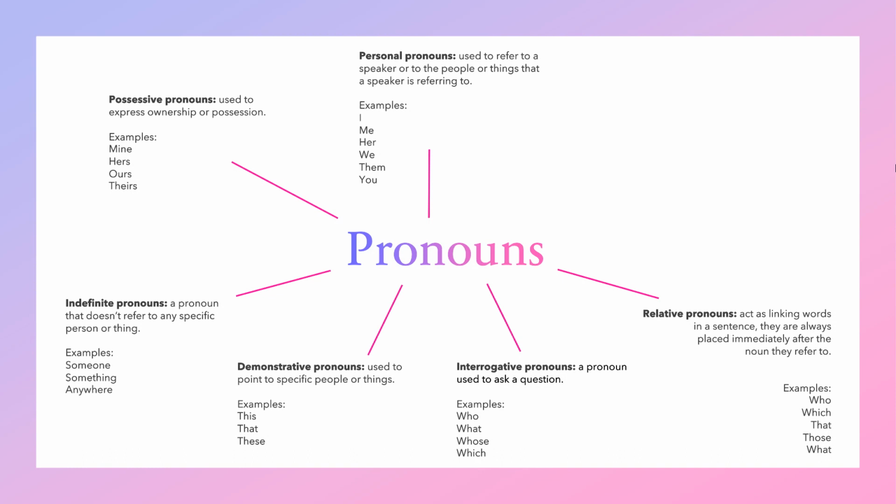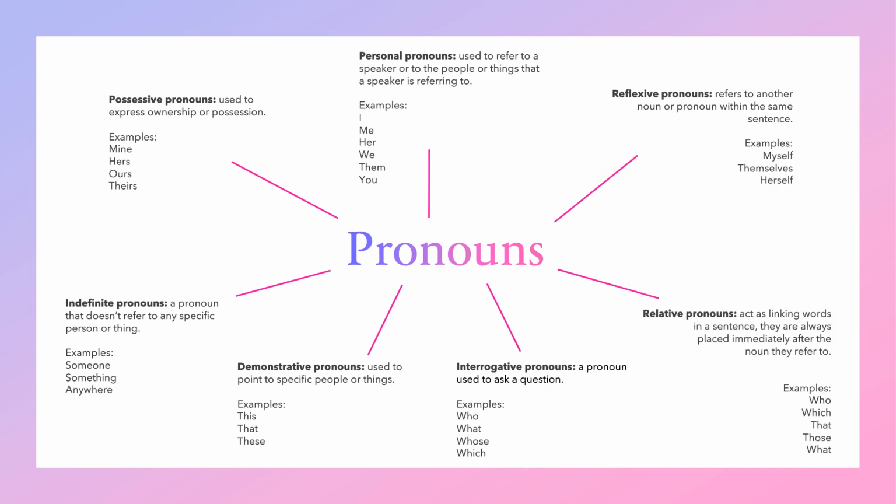Your next one is relative pronouns. These act as linking words in sentences and are placed immediately after the noun they're referred to. So I usually think of this one as what something is in relation to something else. But I did struggle quite a lot with these ones. But examples are like who, which, that, those, what. You can see that some of these overlap with other ones, so usually it just depends on the context.